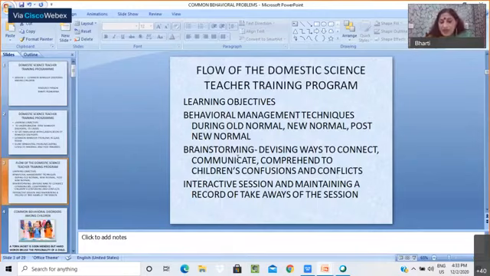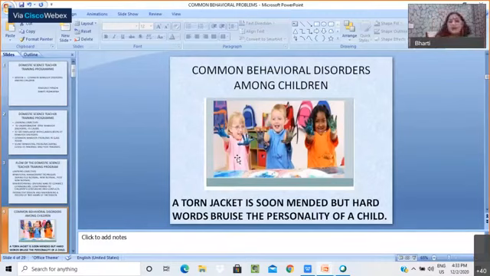Now, brainstorming, devising ways to connect, communicate, and comprehend children's confusions and conflicts. Most behavioral problems have a root cause; they arise because of a lot of confusion, to be or not to be, what is right, what is wrong. I'm sure we will have an interactive session. On the first slide, as I said, together we'll be on this journey. I'm just reading out these few lines with you. A torn jacket is soon mended.